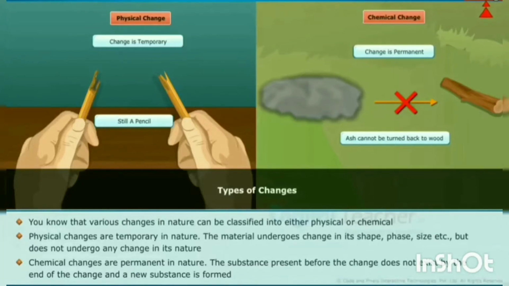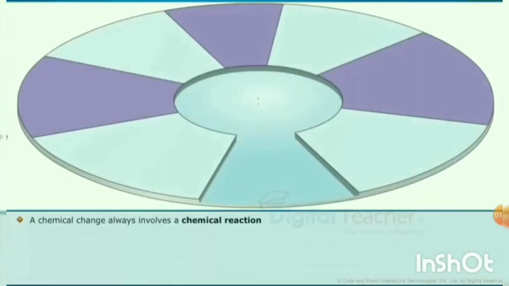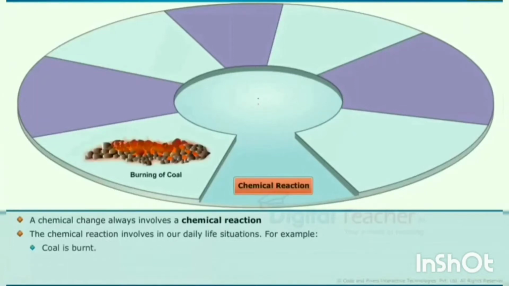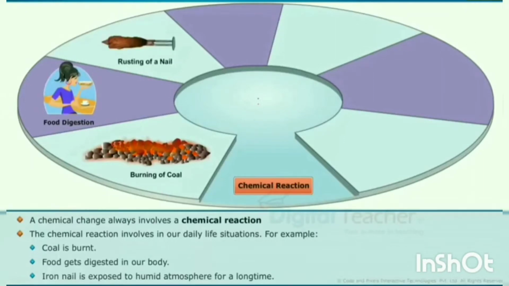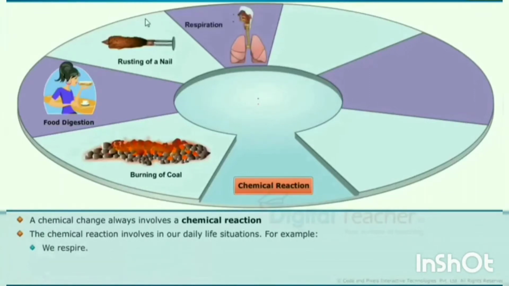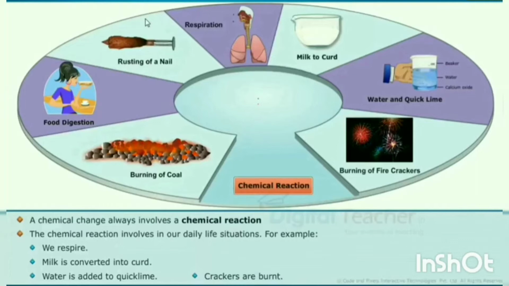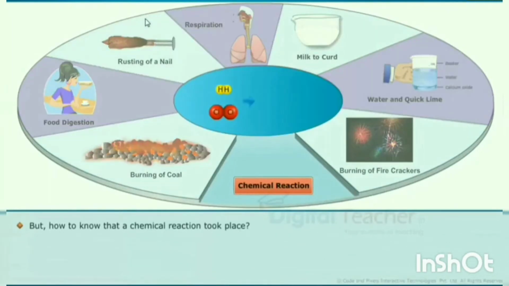There are various chemical changes taking place in our daily life. All these chemical changes involve certain chemical reactions. A few of the chemical changes that take place in our daily life are burning of coal, food digestion, rusting of a nail, respiration, milk to curd, water and quicklime reaction, burning of firecrackers. So all these are the chemical changes that occur in our daily life. Now let us look at how a chemical reaction takes place.